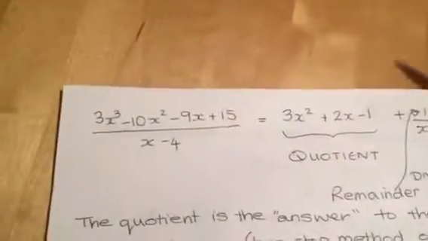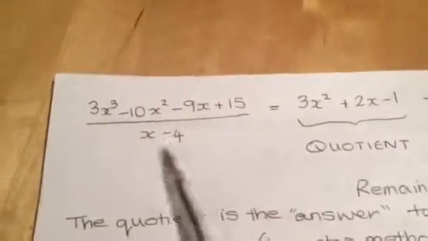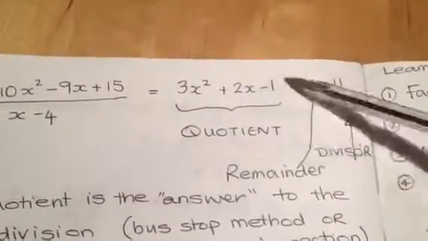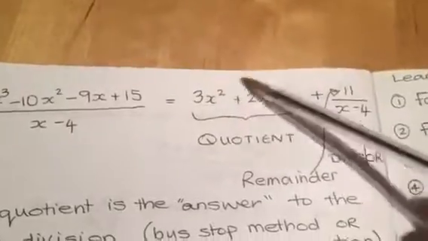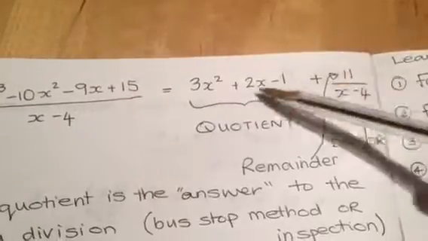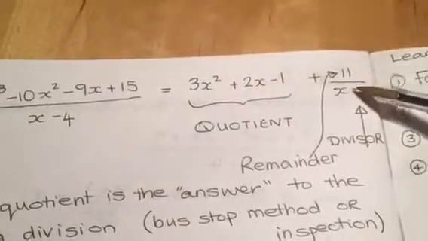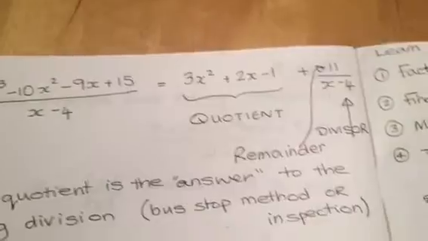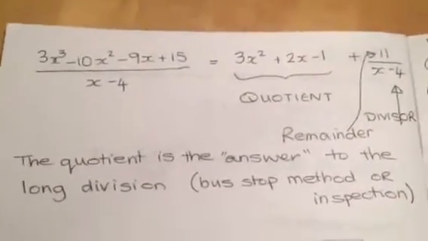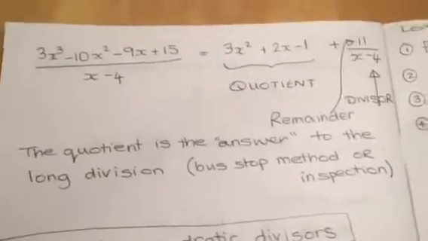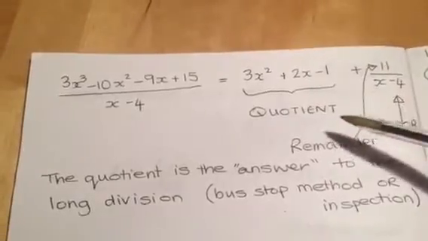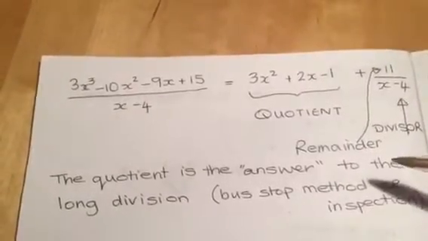You need to know when you're dividing fractions that you can split it into these parts. This is the quotient plus the remainder over the divisor. So you need to know quotient, remainder, divisor. So the quotient is the answer, if you like, to the long division, either by the bus stop method or by inspection. Make sure that you give the answer as it's required in the question, they normally tell you what form to have it in.